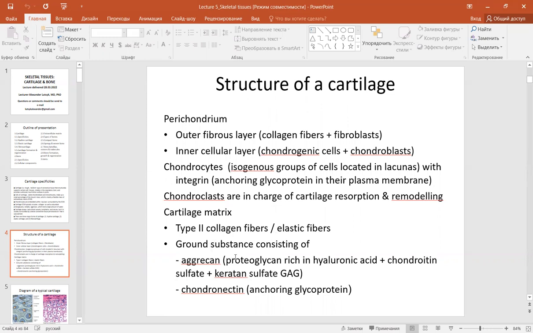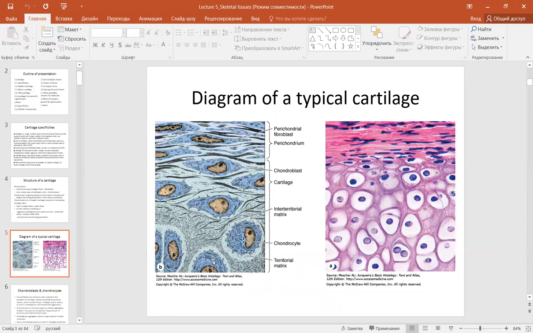Ground substance consists of aggrecan, a proteoglycan rich in hyaluronic acid and chondroitin sulfate and keratan sulfate glycosaminoglycans, and chondronectin, an anchoring glycoprotein of cartilage tissue. Here you have the diagram of the typical cartilaginous tissue, including the fibroblasts in the perichondrium, chondroblasts and chondrocytes in the cartilage itself. It's in the extracellular matrix.